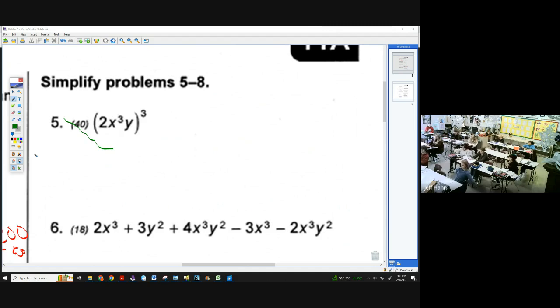Alright, last one here. Remember, ladies and gentlemen, there's a couple different ways to think about this, but probably the easiest way is this. This has an exponent of 3, which is outside of a parenthesis. That means whatever's in the parenthesis gets cubed. So you need to write 2x cubed y, 3 times itself, because that's what cubed is.